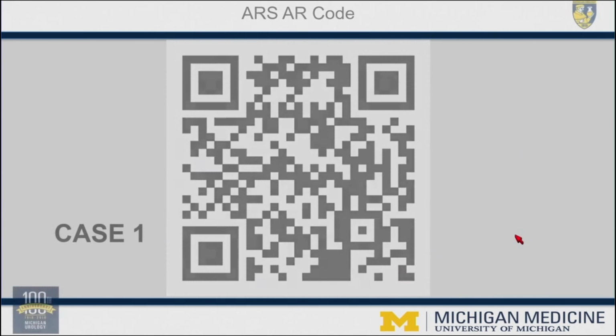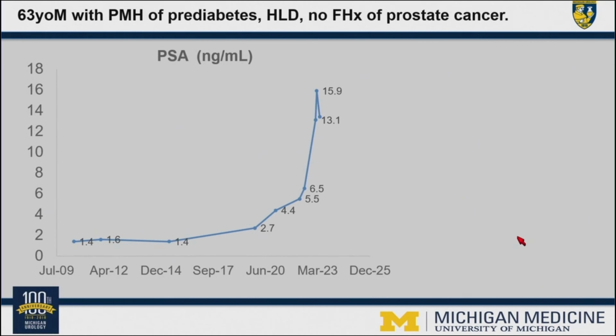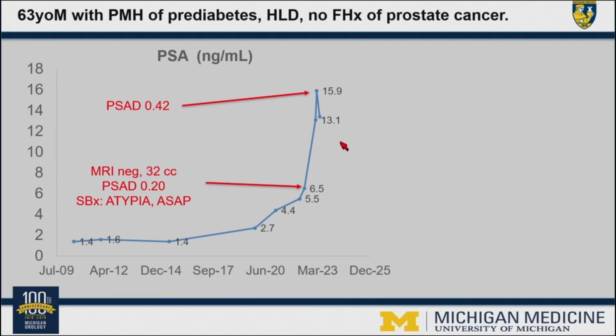So first case is a patient that was referred to us, essentially a healthy patient with no family history of prostate cancer. And what you see here is a PSA trend. I'm going to show you what was done prior to the patient being referred. At the time the PSA went to 6.5, he had an MRI that was negative. PSA density based on that was 0.2. He had a systematic biopsy because of his elevated PSA. Pathology was atypia, ASAP, as you just heard. PSA continued to rise, went up as high as 15.9. So based on the previous MRI, the PSA density would be 0.42 at this point.